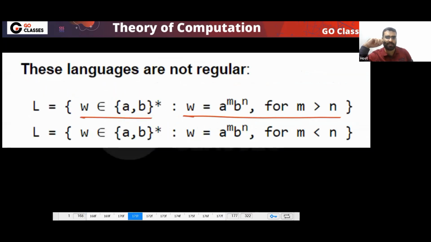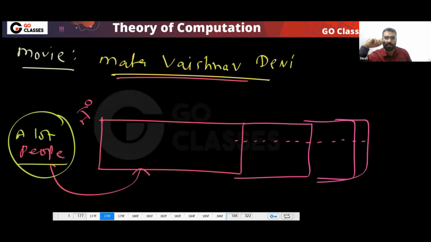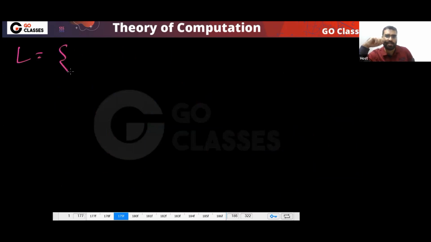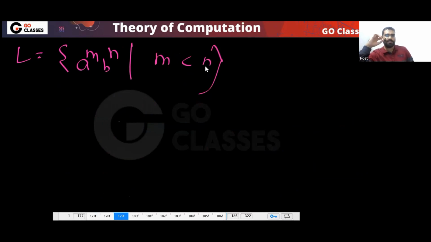Now what about this language? The second language, A power M, B power N, where M is less than N. Prove that this is non-regular. The idea is the same, yes or no? So this is also non-regular.